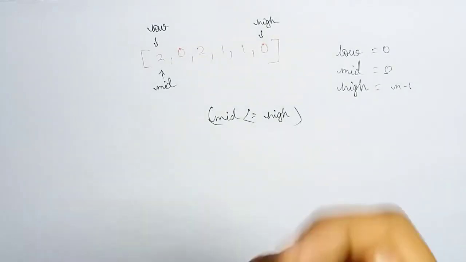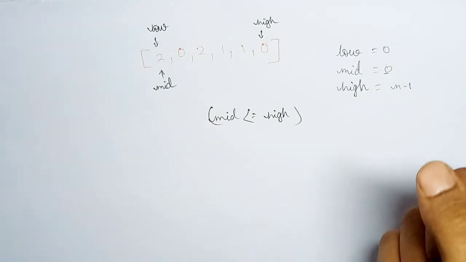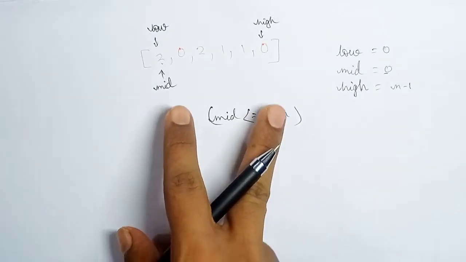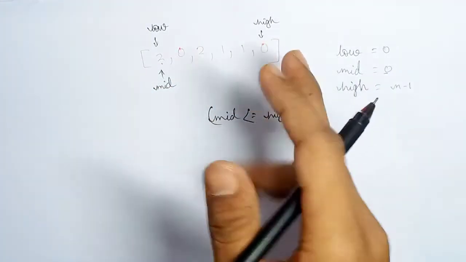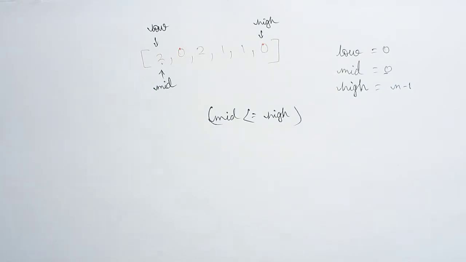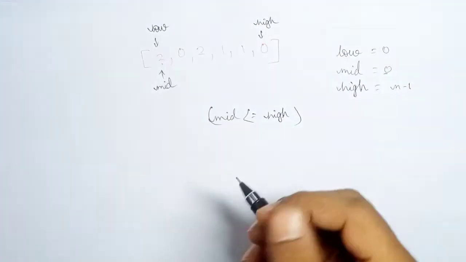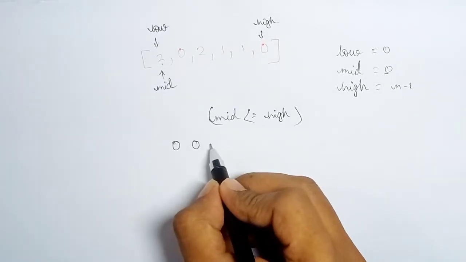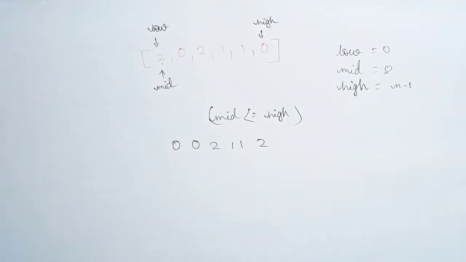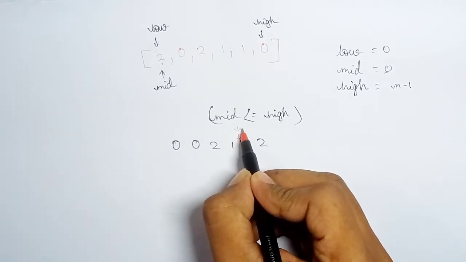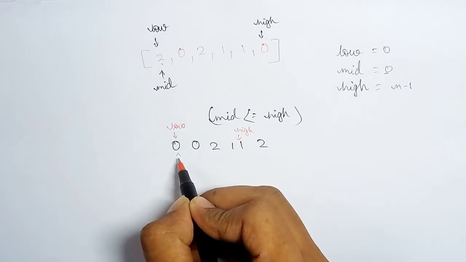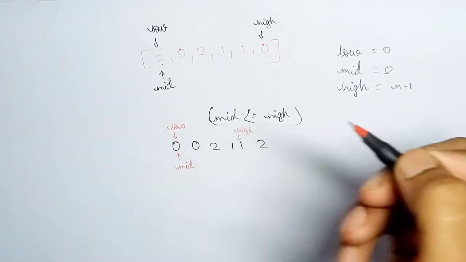So in the first pass, the value at the 0th position, where mid is, is 2. So we swap between mid and high and move high back by one place. What is the new array after the first pass? It's 0, 0, 2, 1, 1, 2. High has moved back by one place. Low is here because we haven't touched it, and mid is also here because we haven't touched it.